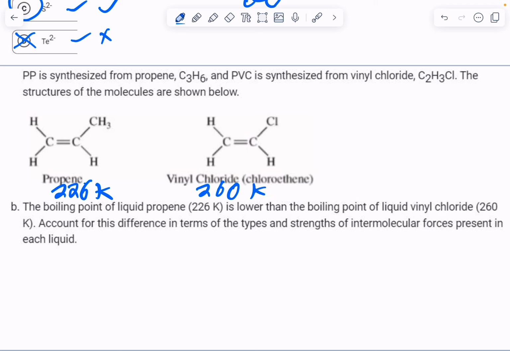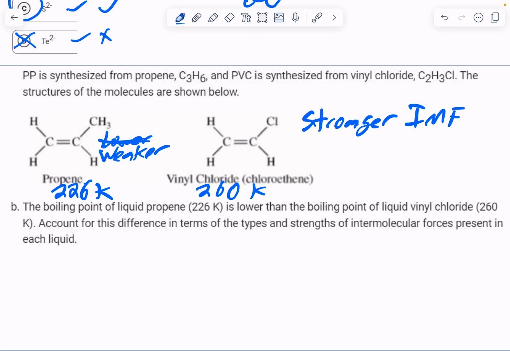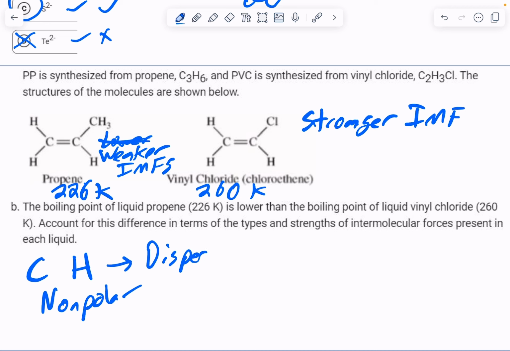So right off the bat, we know since vinyl chloride has a higher boiling point, it must have stronger IMFs. And this one will have lower, or weaker, IMFs. And now let's identify them. Looking at propene, first off, all I see are carbons and hydrogens. Carbons and hydrogens have essentially the same electronegativity, and therefore, if there's just carbon and hydrogen, this is a nonpolar molecule. And since it is nonpolar, it can only do dispersion forces.